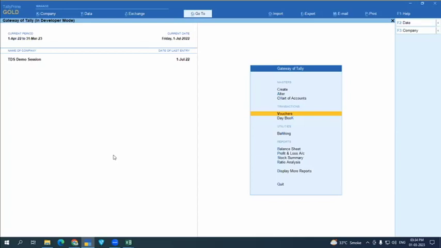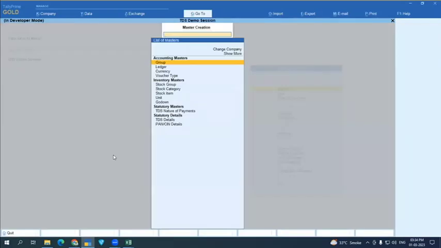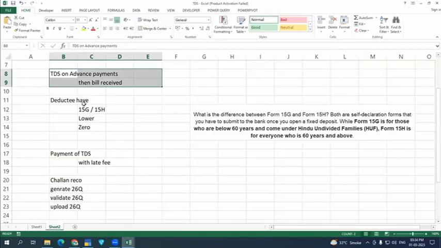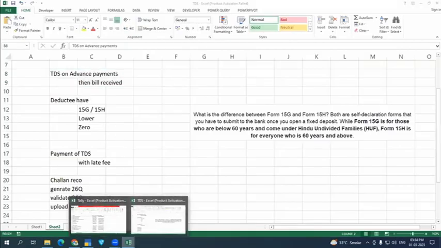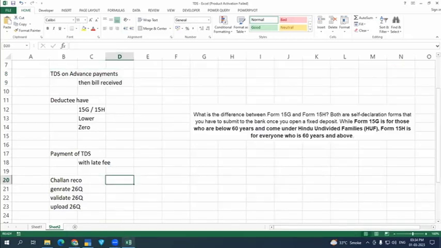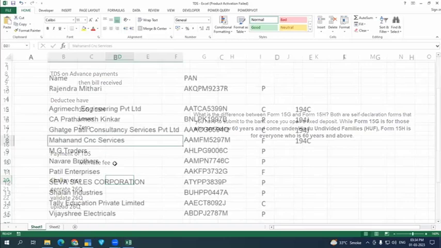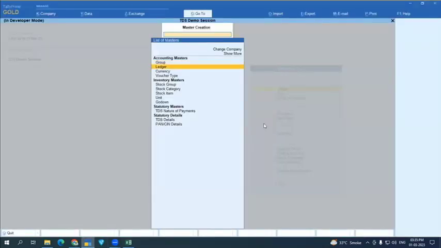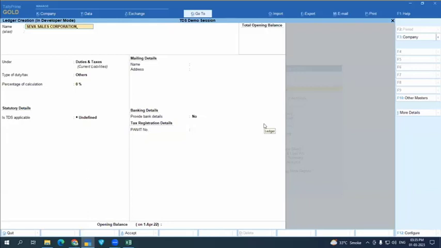Here I am putting one new party, which is for an advance payment. For the time being, we can take a new party. See what happens. It will be easy for you all to understand because we are creating different parties. So create a ledger, new party.